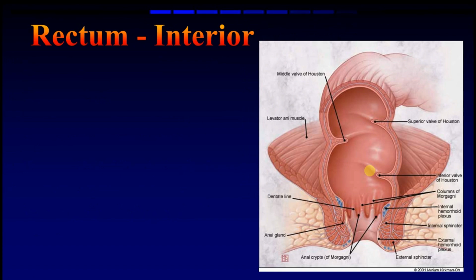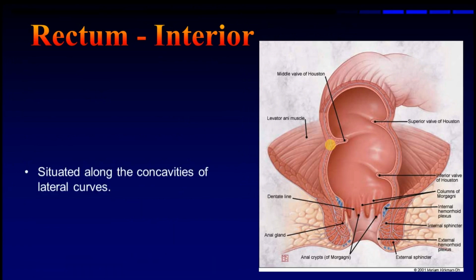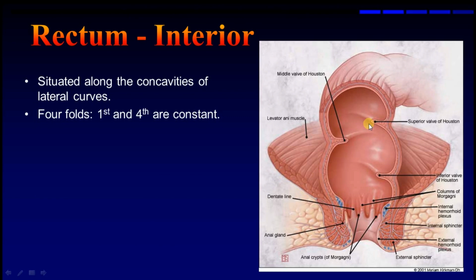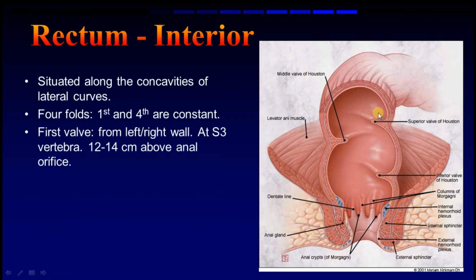There are 4 Houston valves in total, of which the first and the third are constant. The second and fourth are inconstant; they might be absent. The first valve is seen at the rectosigmoid junction at the level of the S3 vertebra, 12 to 13 centimeters above the anal orifice, the external orifice. So 12 centimeters above, it usually projects from the right lateral wall of the rectum.